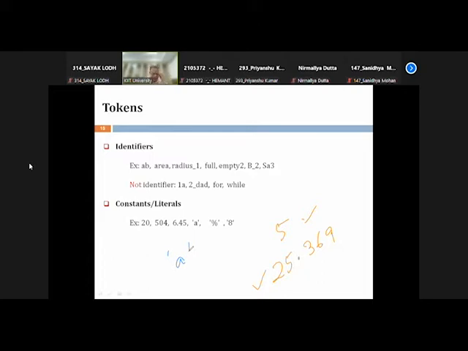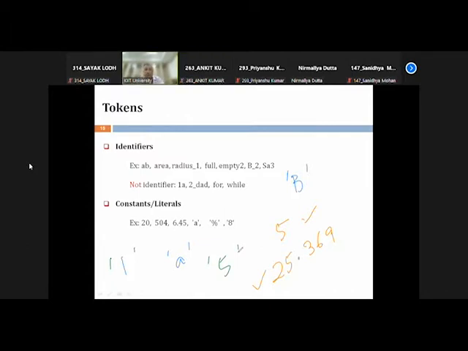Now listen carefully. When we write a, it is a character, but when I write it within single quote it becomes a character constant. b is a character; when I write it inside single quote it becomes a character constant. Is 1 an integer or character? Integer. But when I write it inside single quote, it is a character constant. 5 is an integer, but when I write it inside single quote it becomes a character constant.